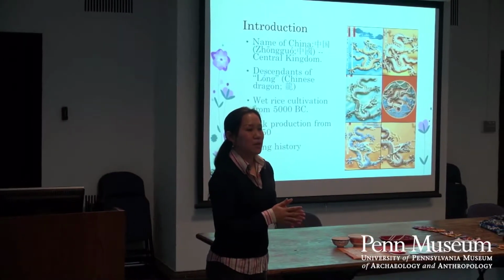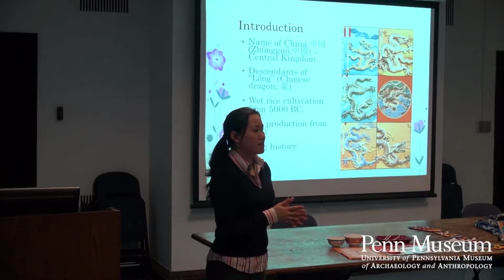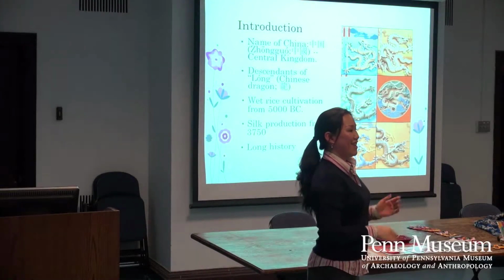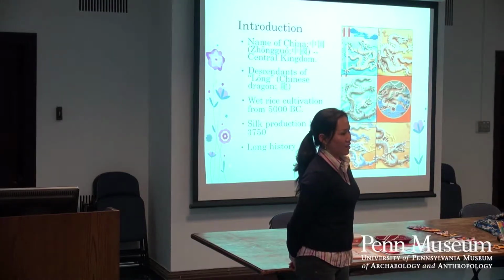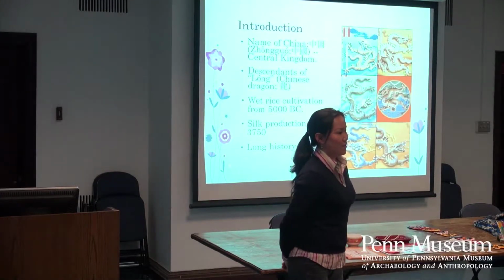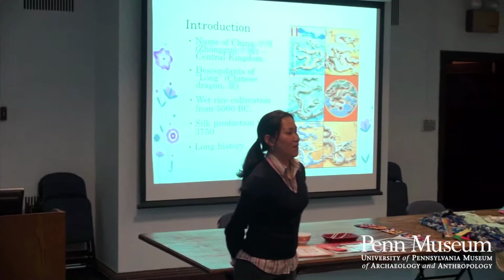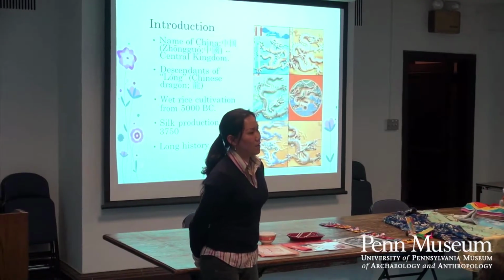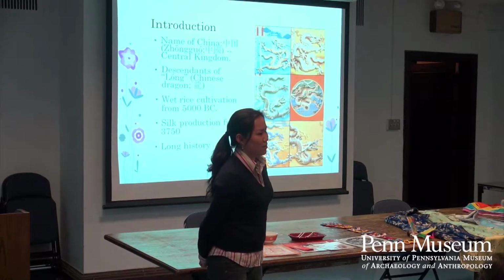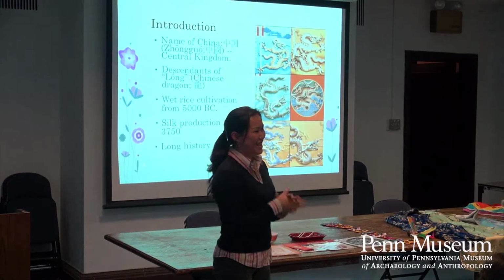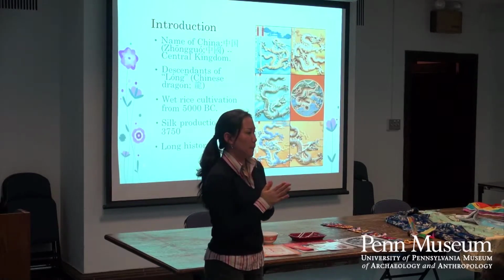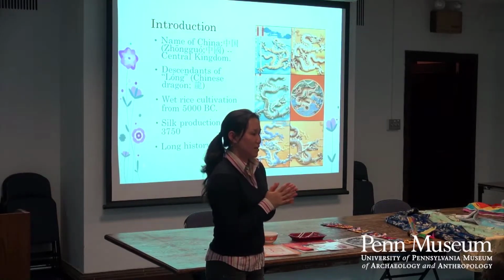Anyone here can tell me the differences between Chinese dragons and Western dragons? Yes? A Chinese dragon is considered good, yeah, and it doesn't have wings. Right. But it can still fly, right? But the Western dragon can breathe fire. It's bad and it has wings.